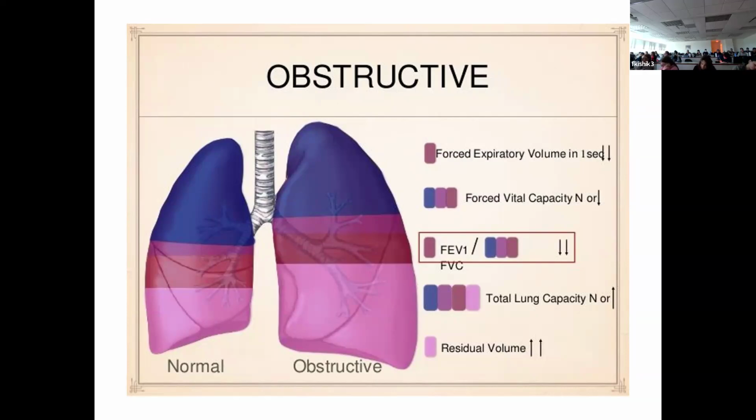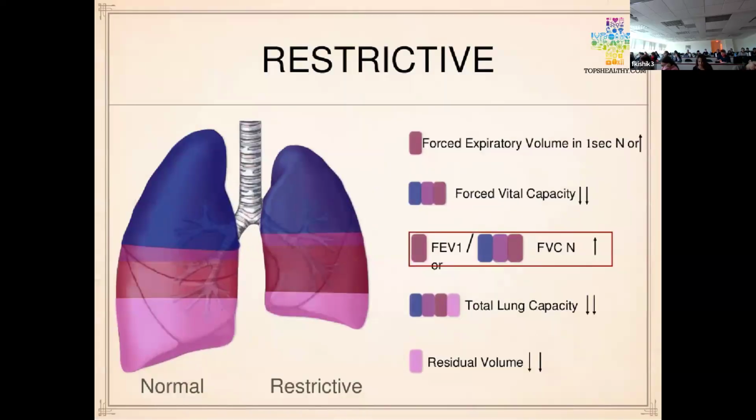Here's a normal lung. Here's an obstructed lung. It's just bigger. Restrictive. The disease I want you to think about for restrictive lung disease is scoliosis. Now, why? That's the easiest one I can think of.